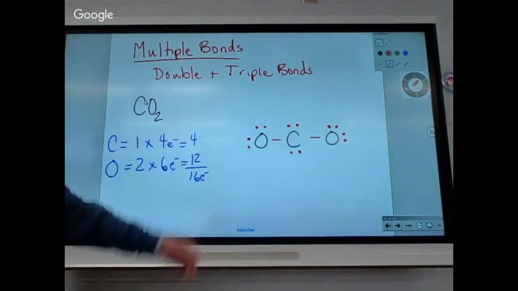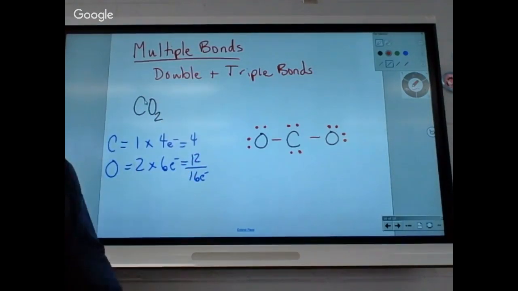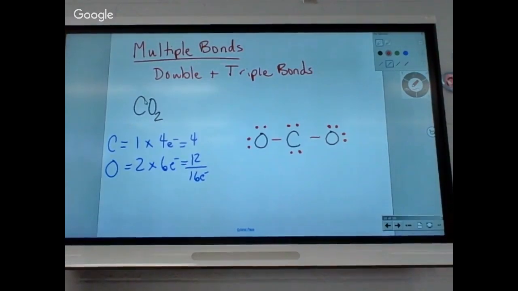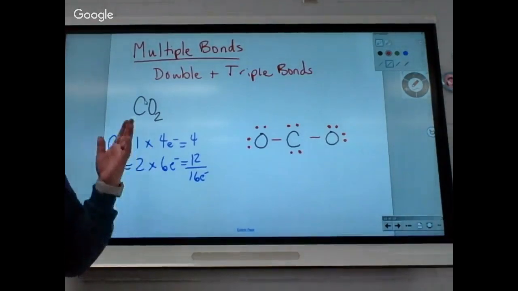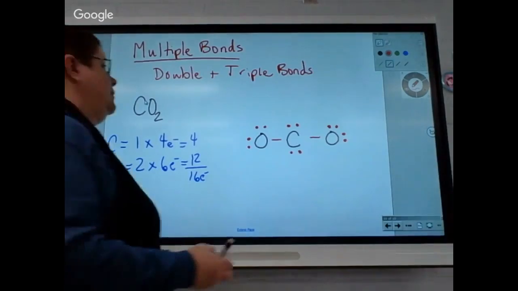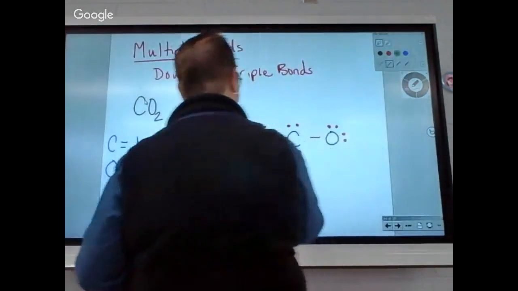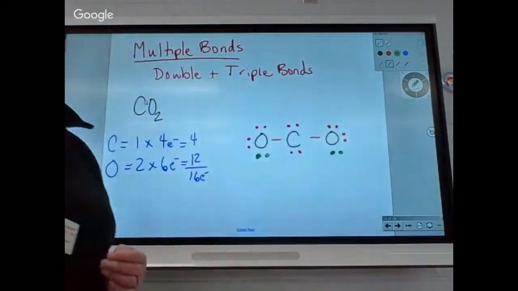Some of you will leave it like this for me on the quiz and the test, and I'll just mark it wrong. Big X and keep going. Okay? Because what did we say? They all have to have 8. You have to rearrange the electrons. Now, some of you are going to do this. Let me pick another color up here. Y'all going to do this to give everybody 8.